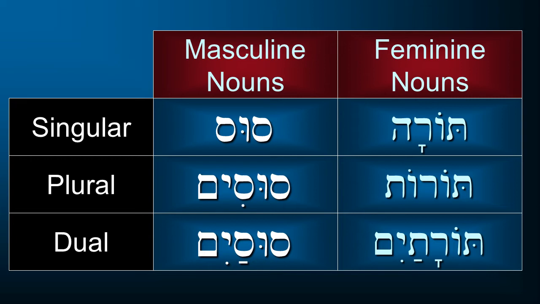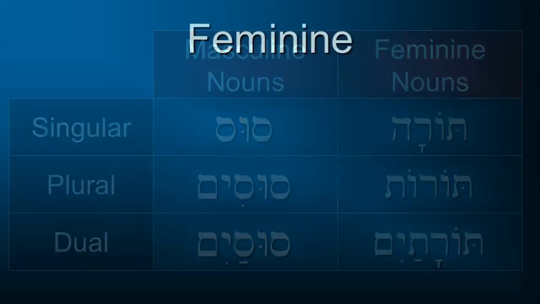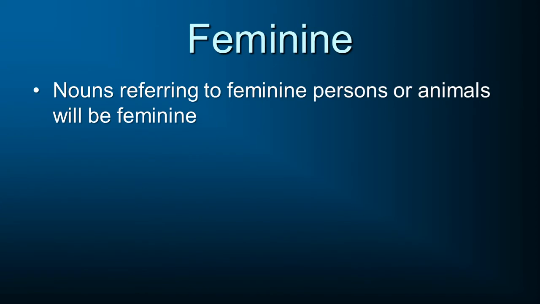And then Toratayim, that's going to be the dual, so it comes across as just a bit different. We're not going to see it used very often in the dual. Dual is usually reserved for things that come in pairs, like I have two eyes and two ears and things like that. So the feminine, notice the nouns referring to feminine persons or animals will be feminine.